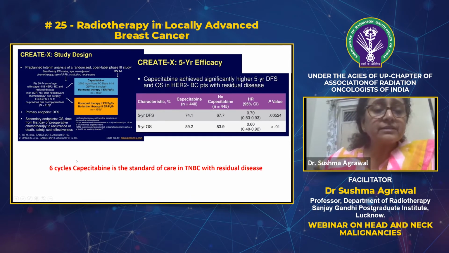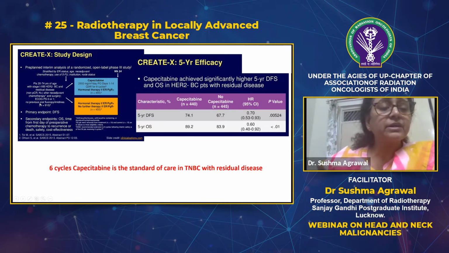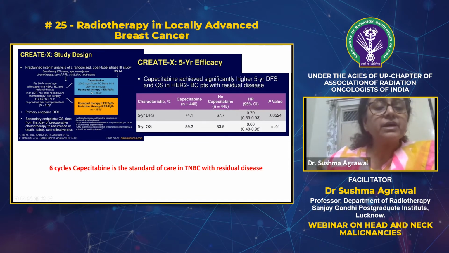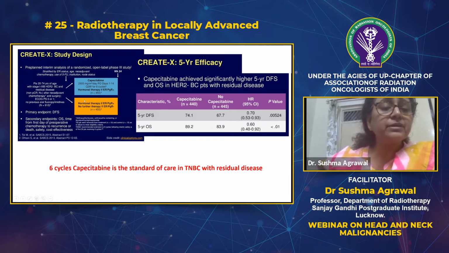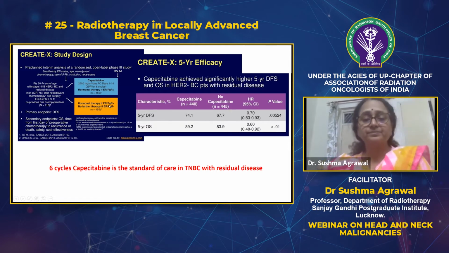Now, this CREATE-X study was published in 2017, I believe. And here what they did was in patients who were triple negative, in these patients, they randomized patients to either capecitabine or no further therapy. And it was only in the hormone receptor positive patients that hormonal therapy was given.